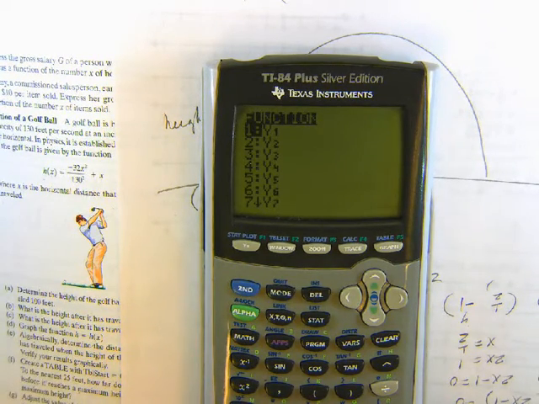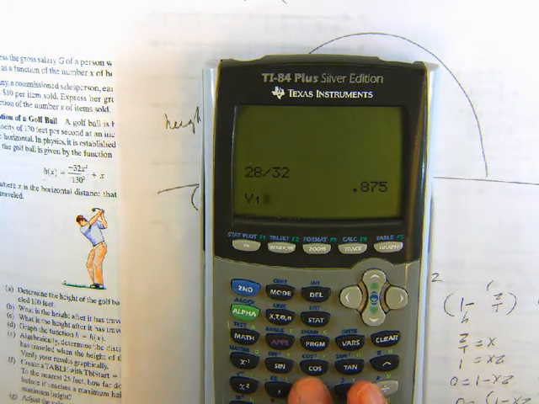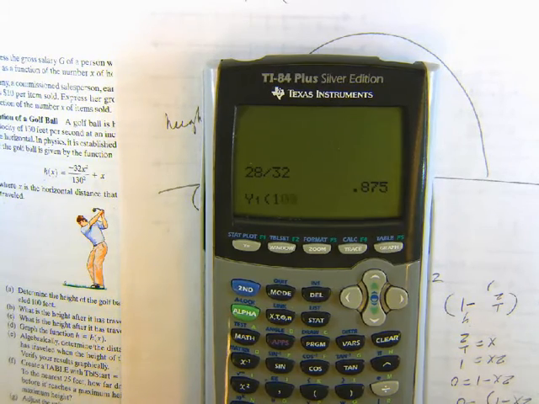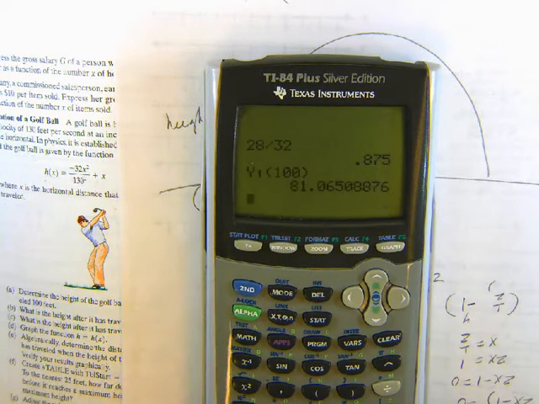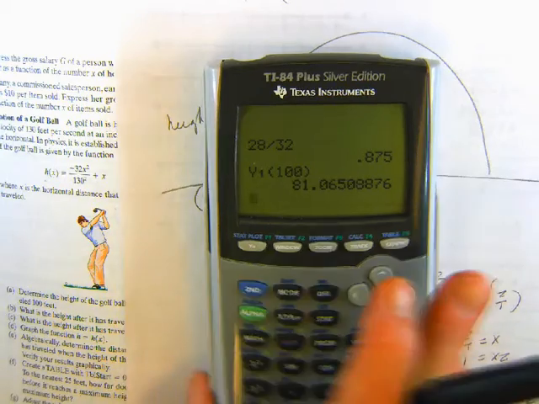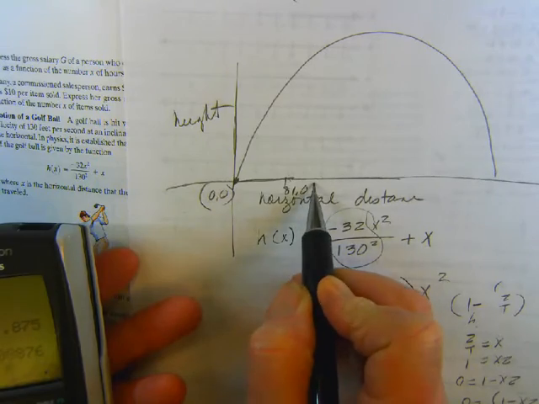I'm going to put a parenthesis. Now I'm going to put 100. That is evaluating that as 100. That's the same thing as putting 100 in place of my X. Oh yeah, boatload of time saved. So that tells me that when I come out 81 feet here, 81.07, it is 100 feet high.